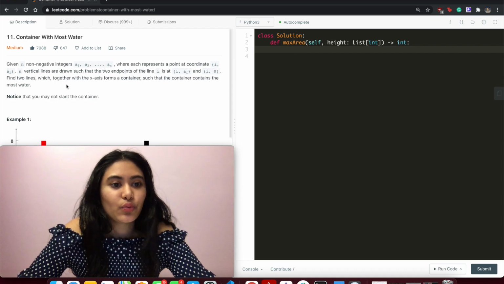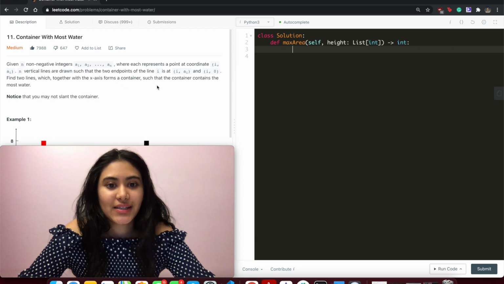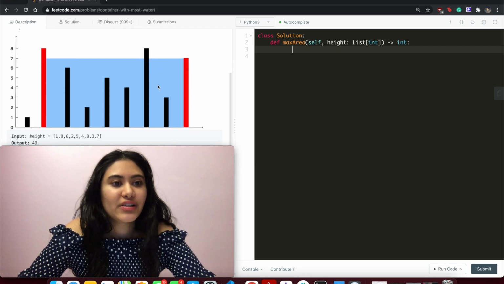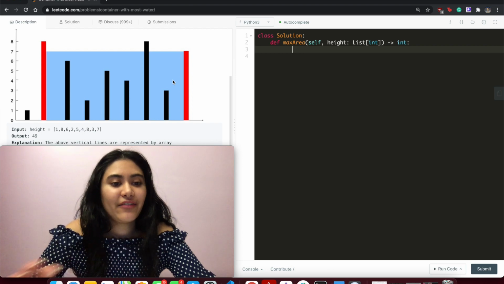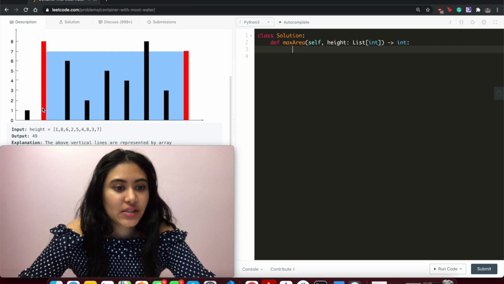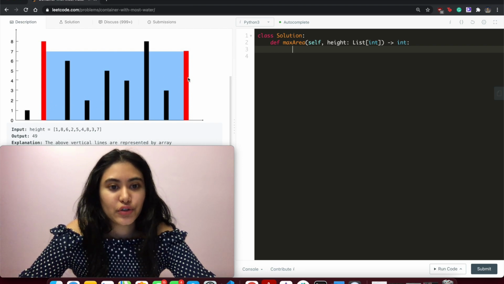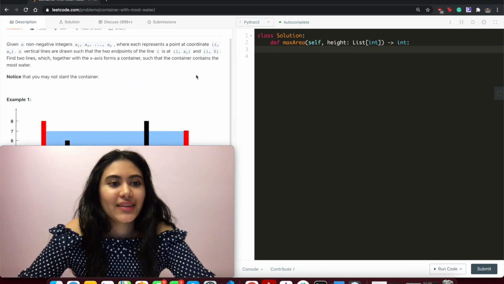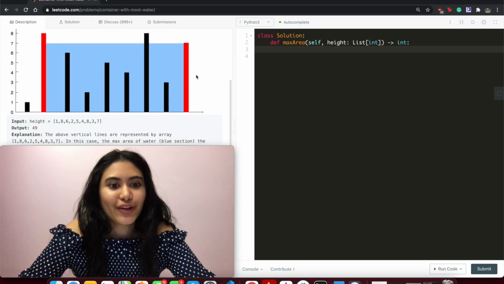Find two lines which together with the x-axis form a container, such that the container contains the most water. Notice that you may not slant the container. So in our first example here, we see that we have a list of heights 1, 8, 6, 2, 5, and so forth, and we want to output the container with the most water.